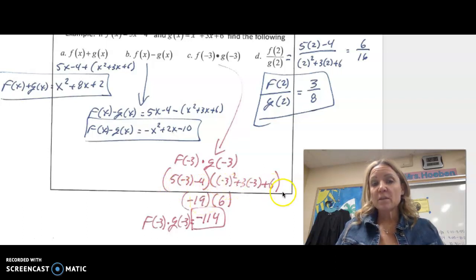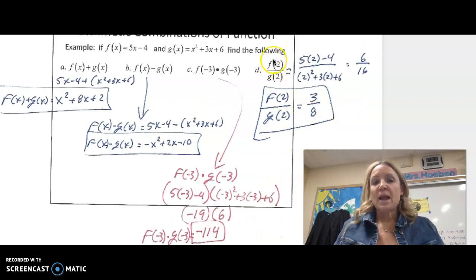For the second set of parentheses, we have this exponent, so negative 3 squared is 9, and then we have multiplication. 3 times negative 3 is negative 9, and 9 minus 9 is 0. 0 plus 6 is 6, and then the last step is to multiply these two guys right here. So negative 19 times 6 is negative 114.